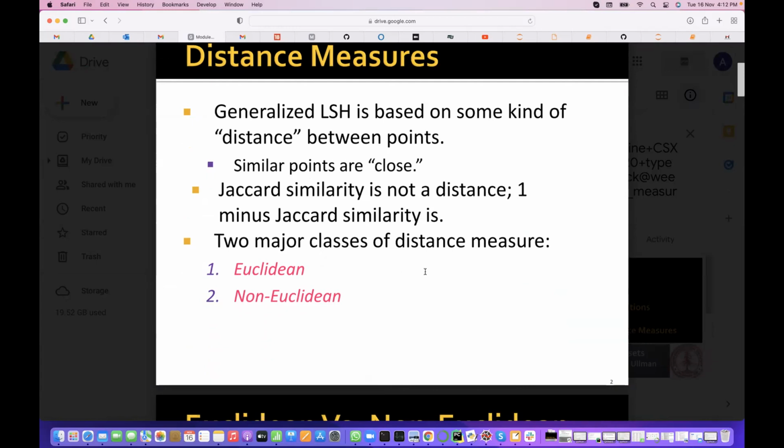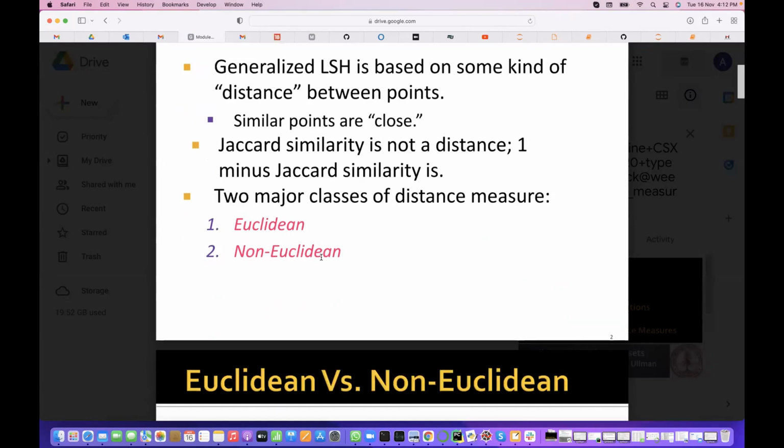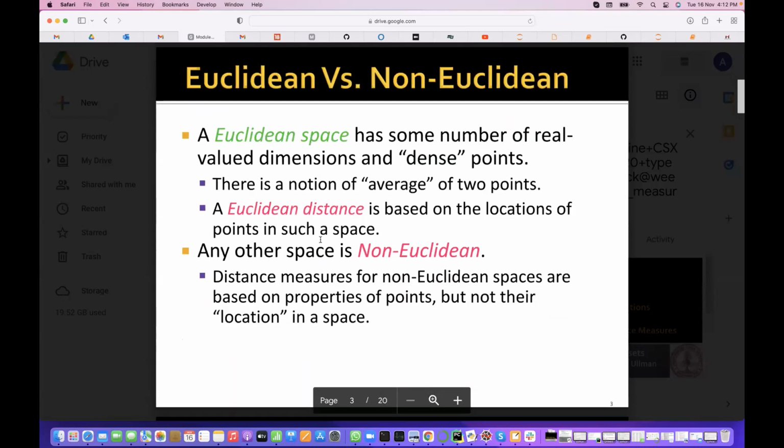So the 2 major classes of distance measures are Euclidean and non-Euclidean. Again, this is a mathematical concept. There are 2 types of distances, and they follow different characteristics. A Euclidean space has some number of real valued dimensions and dense points. There is a notion of average of 2 points. If it is a Euclidean space, you can find the average of 2 points: just add them up and divide. A Euclidean distance is based on the locations of points in such a space.